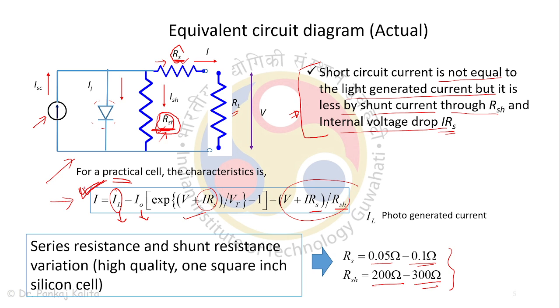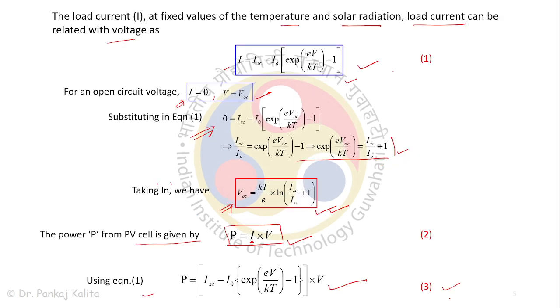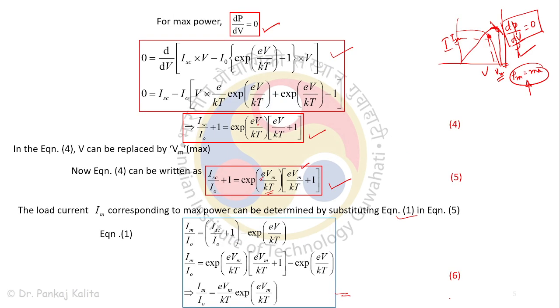Based on this formula, the simplified version will be used for numericals, but at least you should know how the series and shunt resistance come into the picture in the actual condition. And that I have just explained. I hope that is clear. The typical values of series and shunt resistance are mentioned here. This is all the derivation, the formulas that we have to remember.